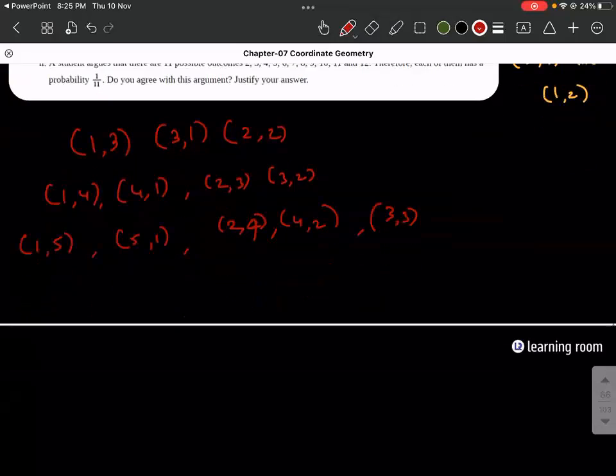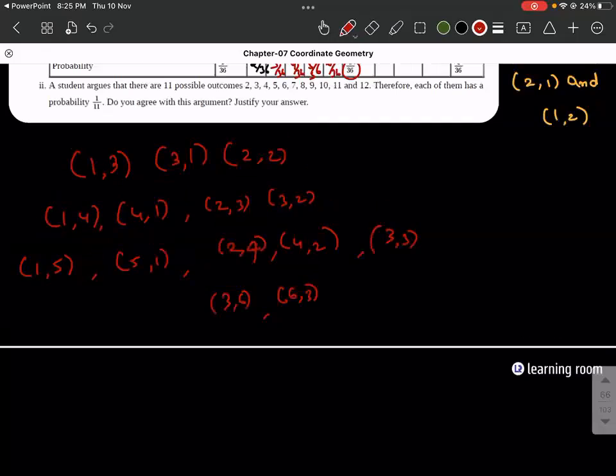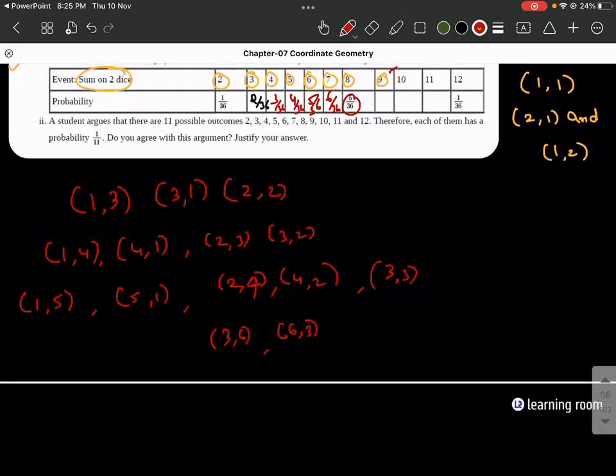For 9: (3, 6), (6, 3), since 1 is not possible and 2 is not possible. That's 2 by 36. Sir, (5, 4), (4, 5) also. So 9 is 4 by 36, and 8 is 5 by 36. Let me check. (4, 4), (5, 3), (3, 5), (6, 2), (2, 6). Yes, correct for 8.